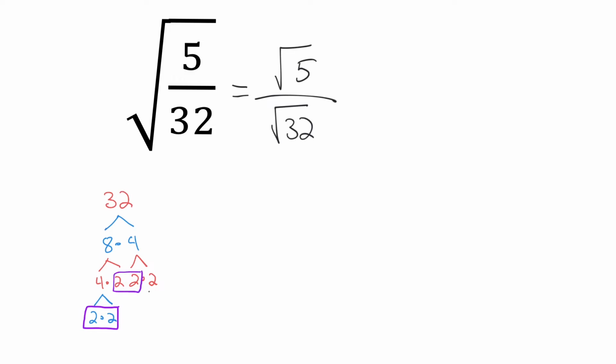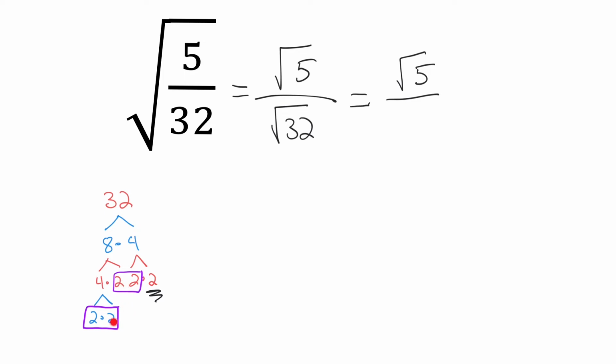And then this 2 will stay inside of the radical because we do not have a pair for that number. So we continue with simplifying the radical. The top stays the same, but the bottom, remember that we have 2 pairs of 2's.